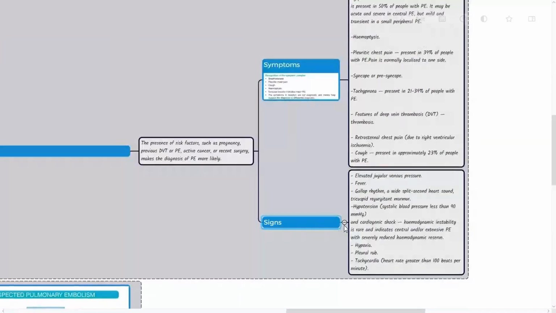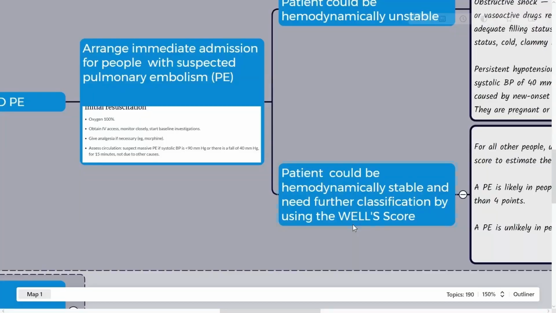Signs: elevated jugular venous pressure, fever, gallop rhythm, a wide split second heart sound, tricuspid regurgitant murmur, hypotension, systolic blood pressure less than 90 mmHg, and cardiogenic shock. Hemodynamic instability is rare.